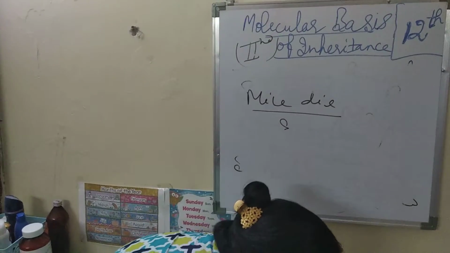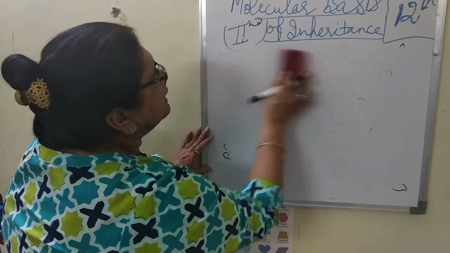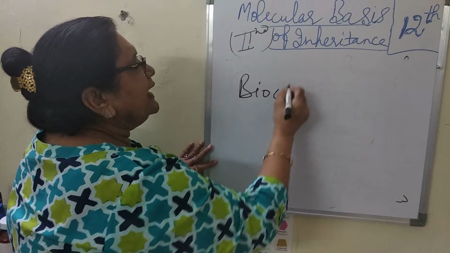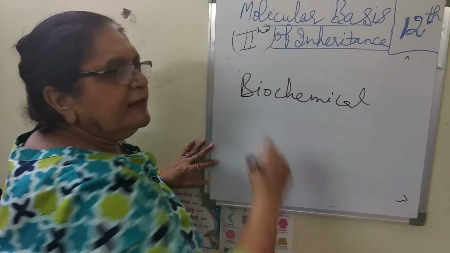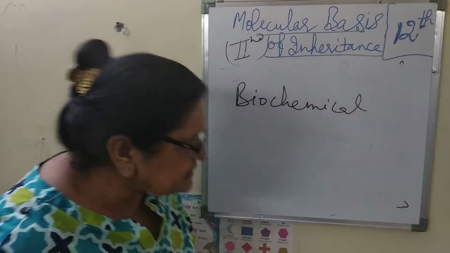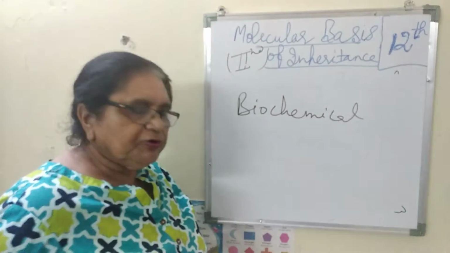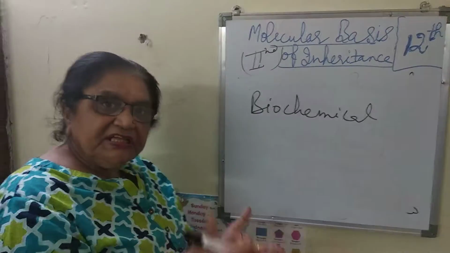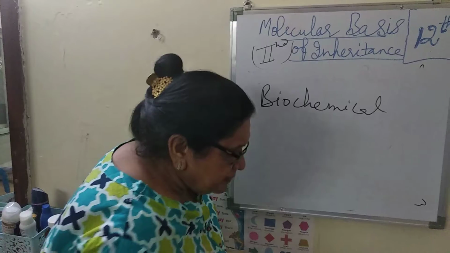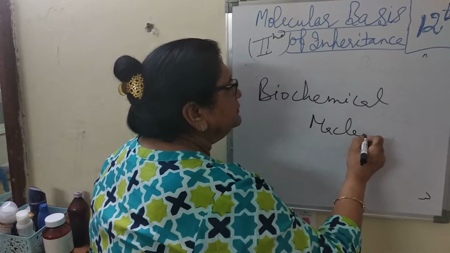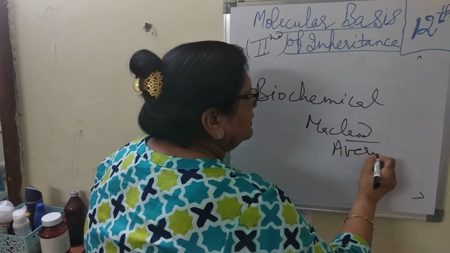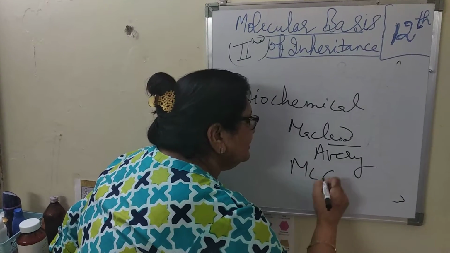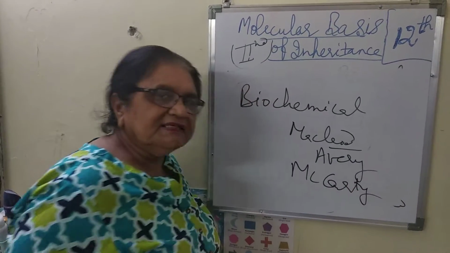Then comes the second topic according to NCERT, biochemical characterization of the transforming principle. It is the second subtopic given in NCERT. So some scientists discovered again which special thing was transferred from one to the other. The scientists were MacLeod, Avery, McCarthy. You can learn the names given in NCERT. So be careful of the spelling of the scientists' names.